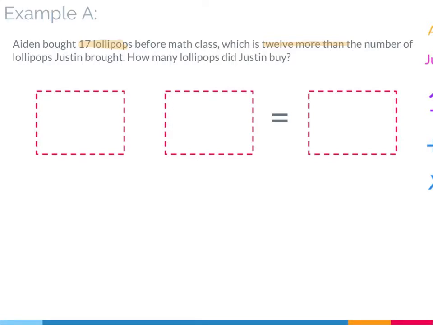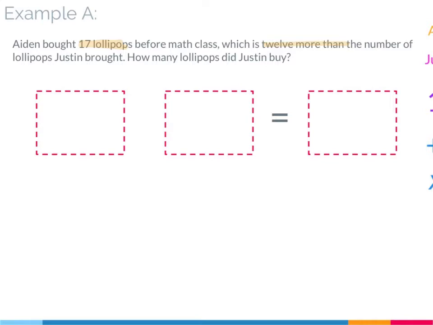Now, when setting up an equation out of a word problem, it's important to figure out what each side of our equation is going to be. So we need to set up our equation so that we know that one thing is going to be equal to the other thing. Remember, we want to keep that thing balanced. So we have two things in this problem. One is Aiden and one is Justin.